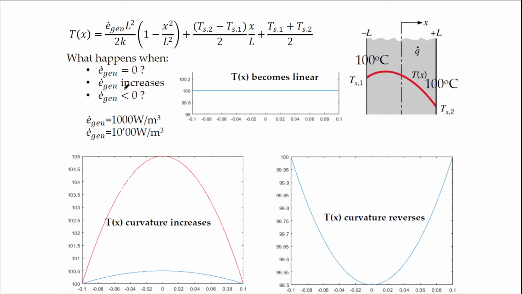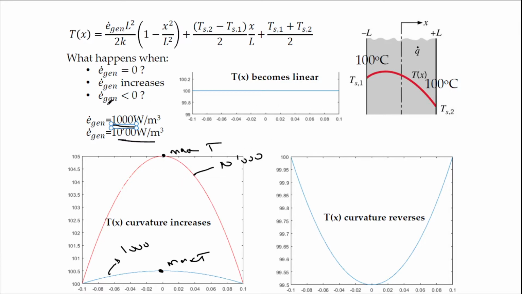And what happens if your E gen increases? Meaning you start with 100 watt per meter cube, and then you have another one at 10,000 watt per meter cube. Your profile will look like this. You have a parabolic profile, and the center will be the maximum temperature. This is max T for the case of 100 watt per meter cube, and this is for 10,000 watt per meter cube. So if you have higher heat generation, your temperature profile will increase.